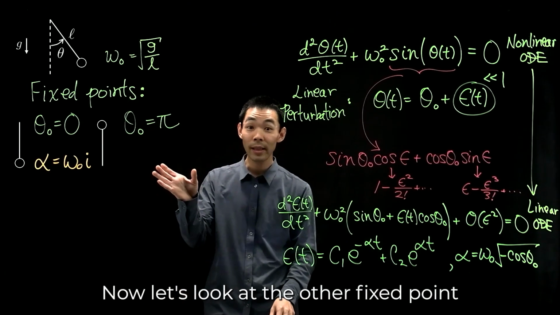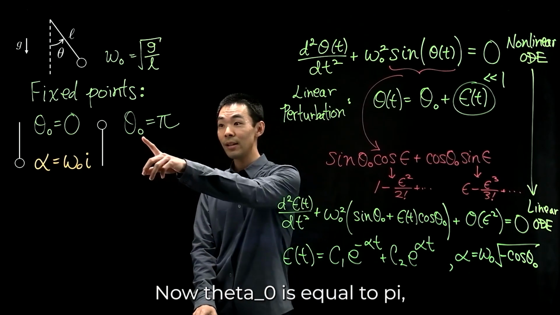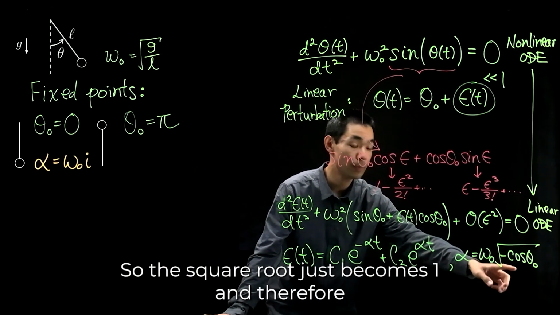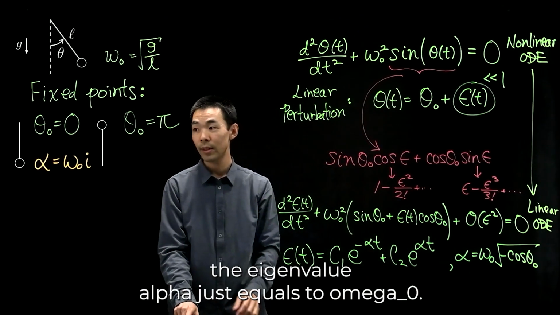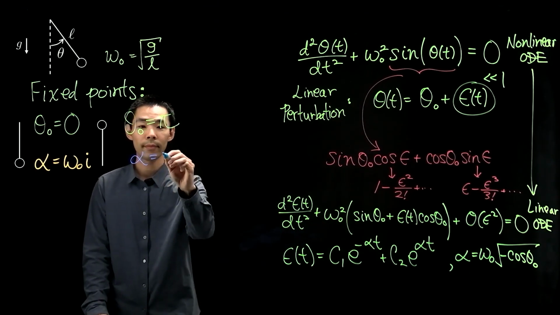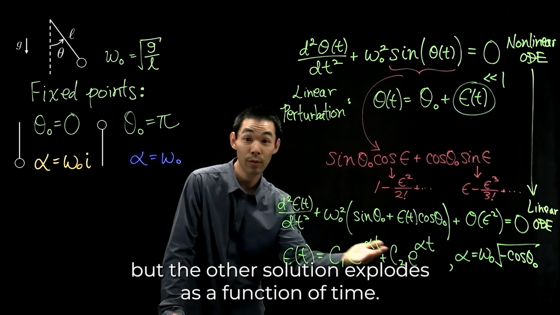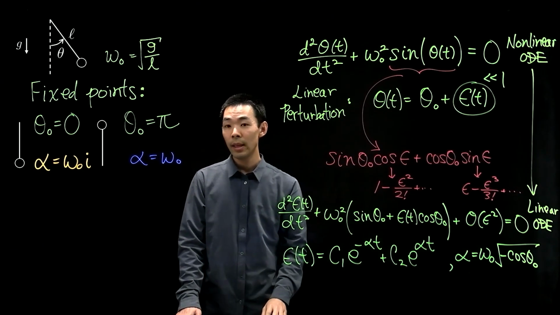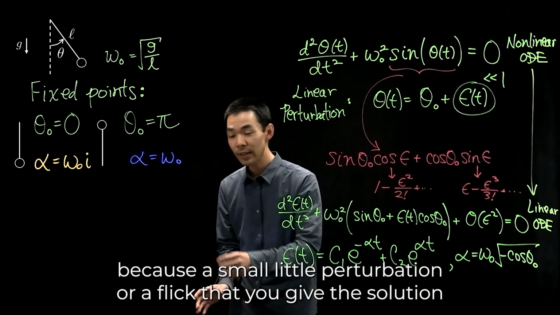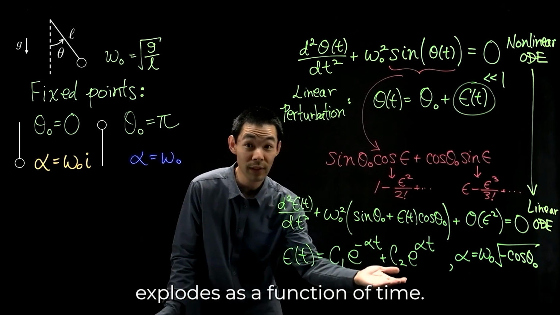Now let's look at the other fixed point, the inverted pendulum when the mass is at the top. Now theta naught is equal to pi, and so the cosine of pi is equal to -1, so the square root just becomes 1, and therefore the eigenvalue alpha just equals omega naught. Now you can clearly see that the solution decays for one case, but the other solution explodes as a function of time. And therefore we conclude that this fixed point is unstable because a small little perturbation or a flick that you give the solution explodes as a function of time.